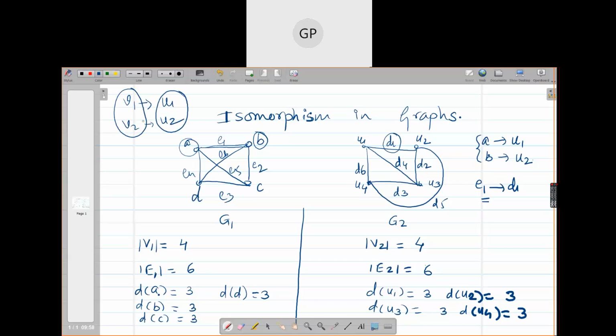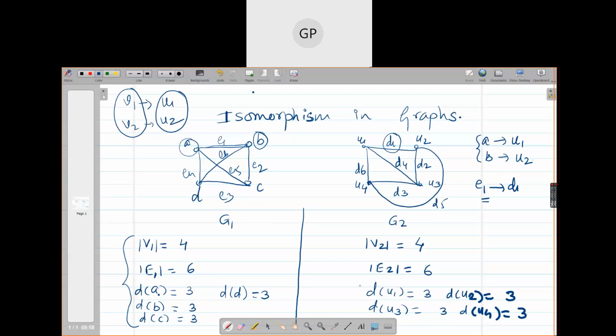Okay, so here it is very easy, but sometimes these conditions are satisfied and still the graphs are not isomorphic. So these conditions are not always sufficient. These are only necessary conditions for two graphs to be isomorphic. That is, the number of vertices must be the same, the number of edges must be the same, and the degrees of the vertices. If you see here, there are 4 vertices each of degree 3 in G1.